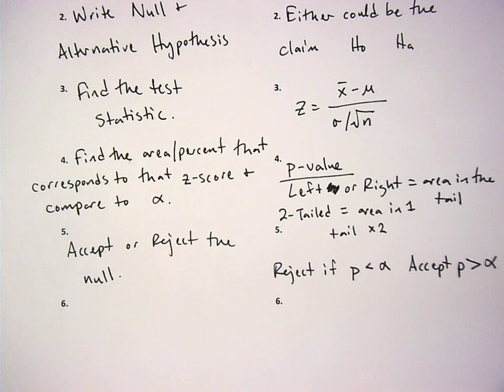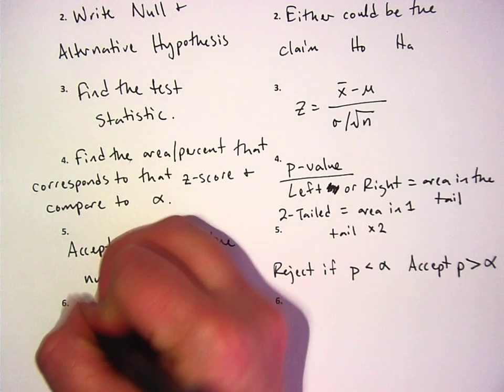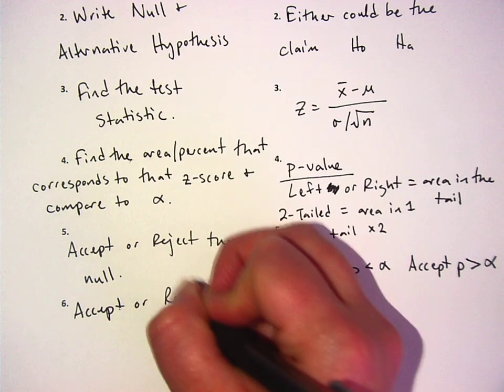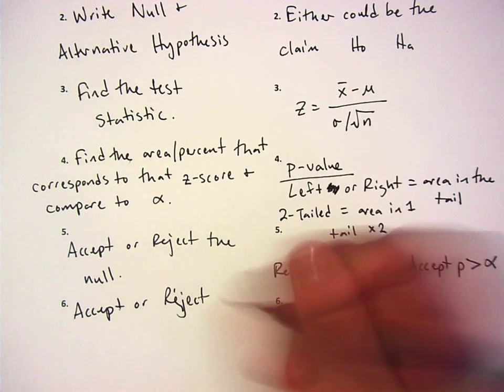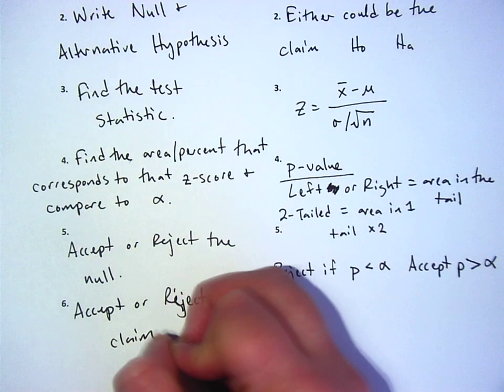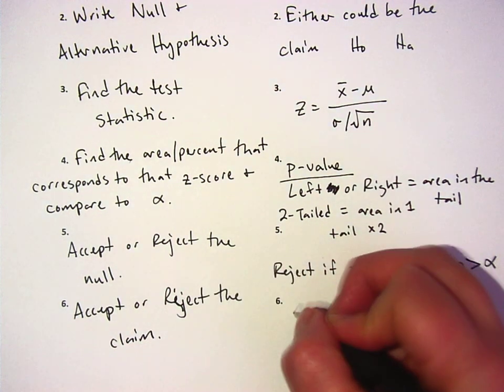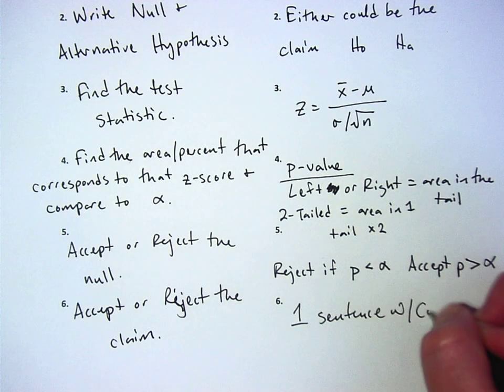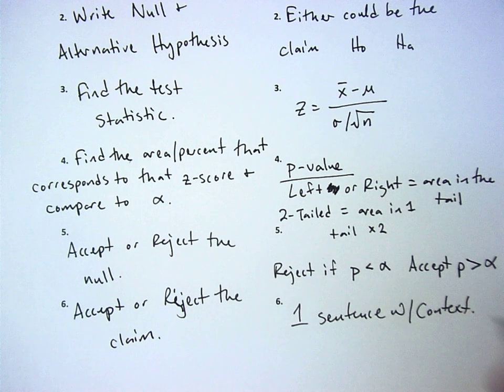And what's the last step, do you think? Not the alternative. What do we care about? What's the point of this? The claim, yeah. Accept or reject the claim. It could be the alternative, but it could also be the null. Accept or reject the claim. And this is writing one sentence with context. Deep sighs on that one sentence.